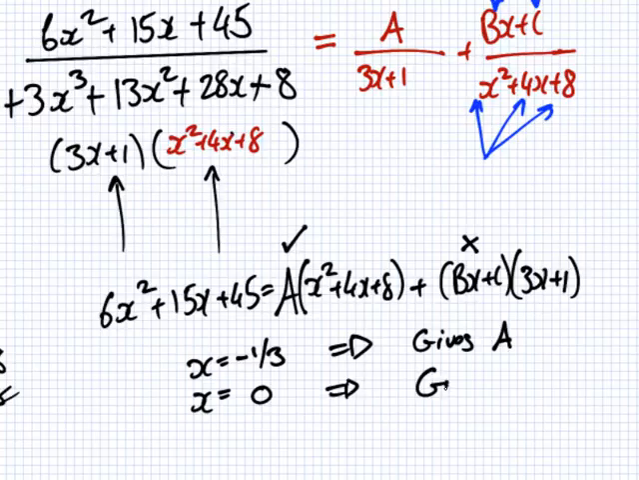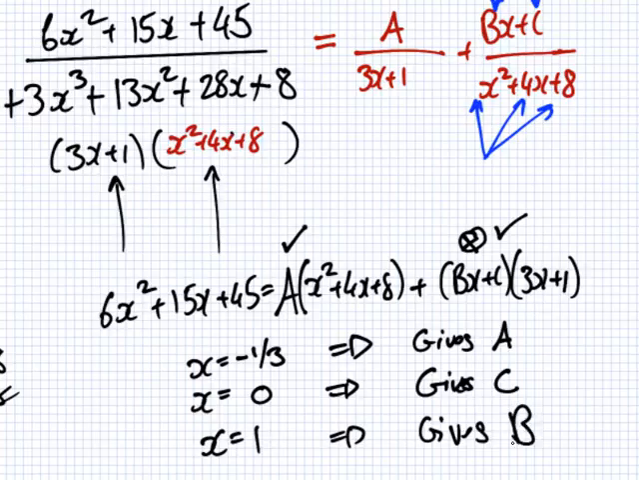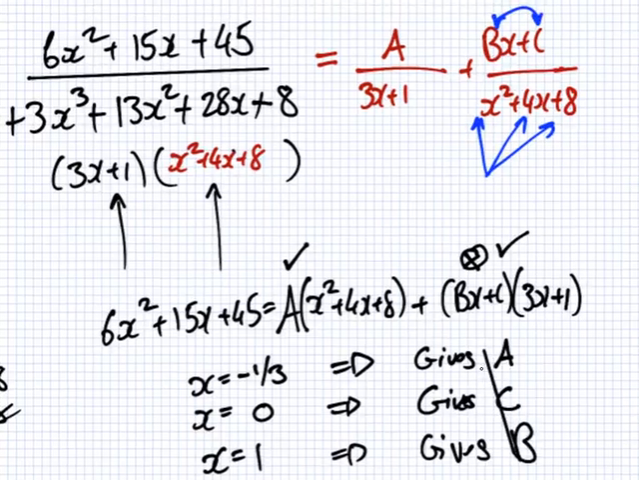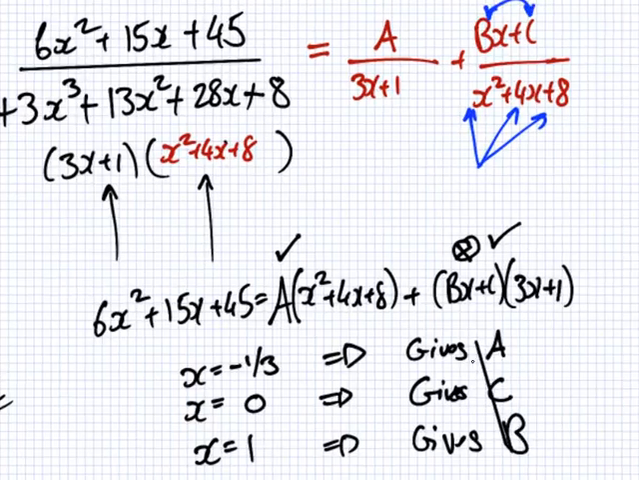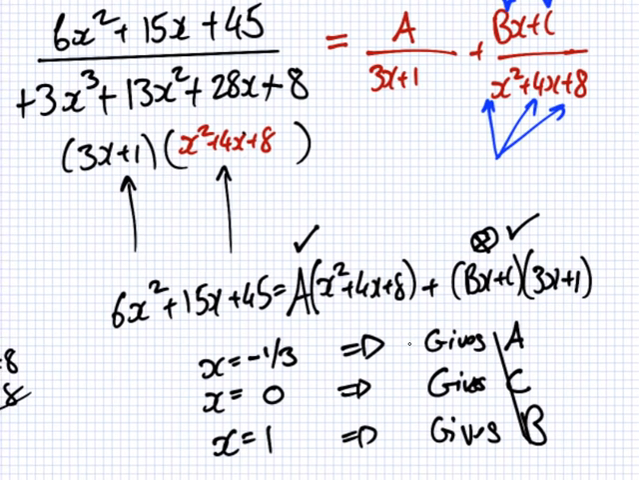No, gives you what? C. Yeah. So lastly, it doesn't matter what you pick for the last one, because you know A and C, anything will give you the B. So what's the easy number to pick? 1. And then this will give you B. And then you're finished then. Okay. Right, so you'd want to write this one down.